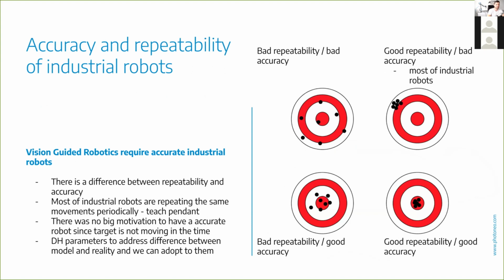Another topic is the accuracy and repeatability of robots. We are going to focus on this topic today as well. On the picture on the right, you can see a couple of examples of good and bad repeatability, and also good and bad accuracy, and the combinations of these two. So the top left corner is bad repeatability, bad accuracy. This is something a human would do. They would just do it with some kind of accuracy.